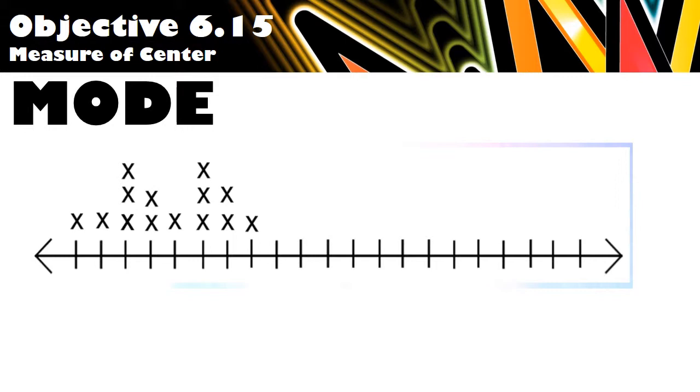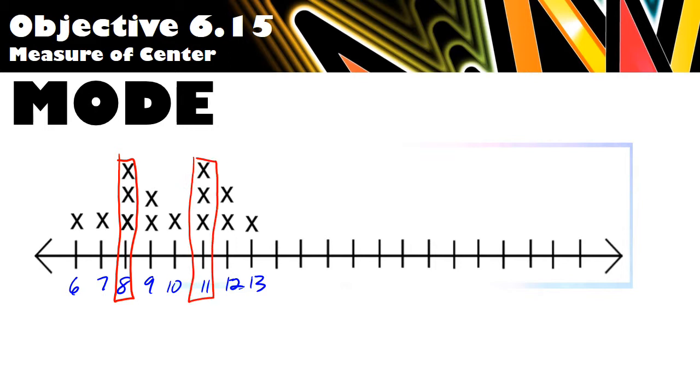So once again, we have our line plot. We're going to label our line plot here to make it easy: 6, 7, 8, 9, 10, 11, 12, and 13. And now we need to figure out which number shows up the most. We have 8 shows up 3 times, and 11 shows up 3 times. And so we know that the mode for our data set is 8 and 11, and this is called bimodal.